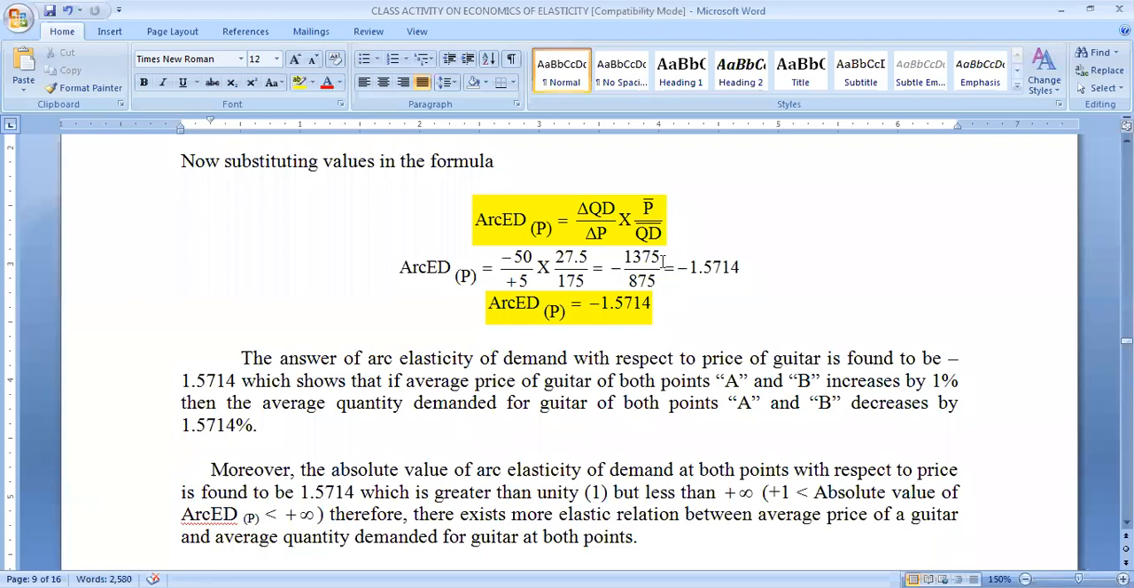So 1375 divided by 875, the resultant answer is 1.5714, right?